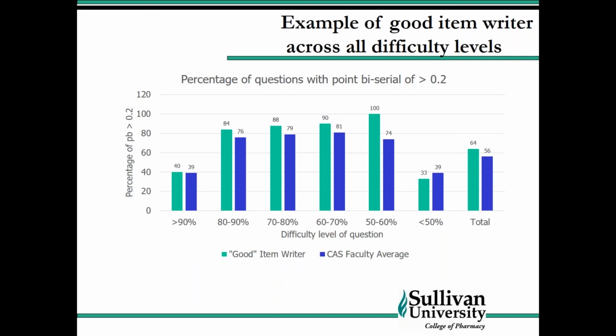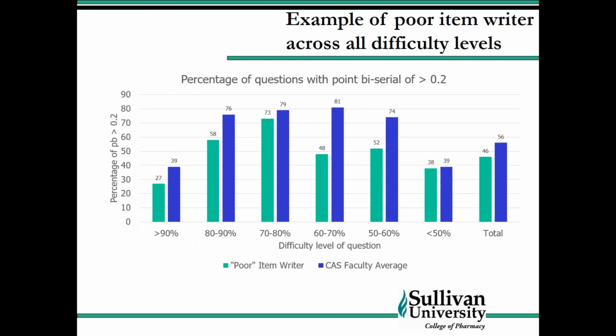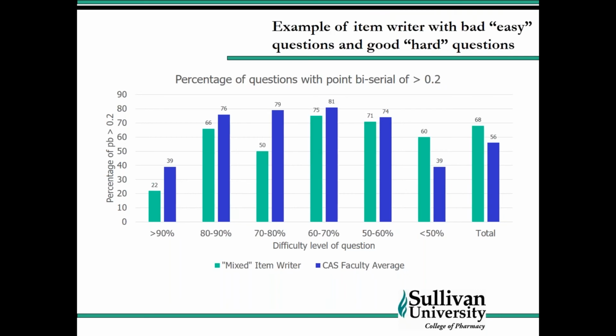This would be an example of a poor item writer across all difficulty levels. And it helps me to identify those folks that actually need help in the faculty area of item writing. And this one could be kind of a mix. And I would say that most faculty fall in this one where maybe they write really good hard questions, but not so good easy questions, or vice versa. So this is kind of a mix.